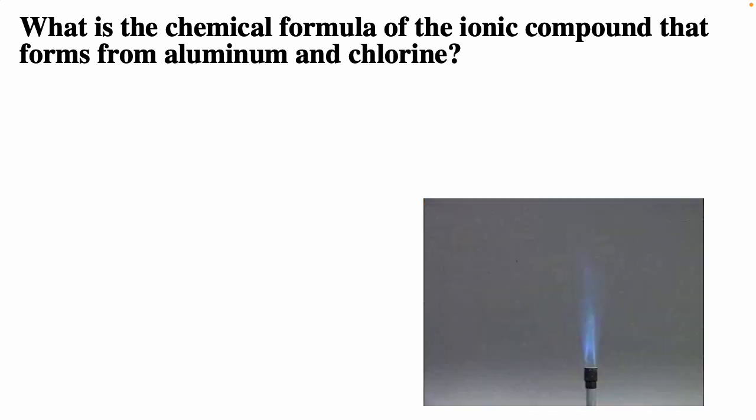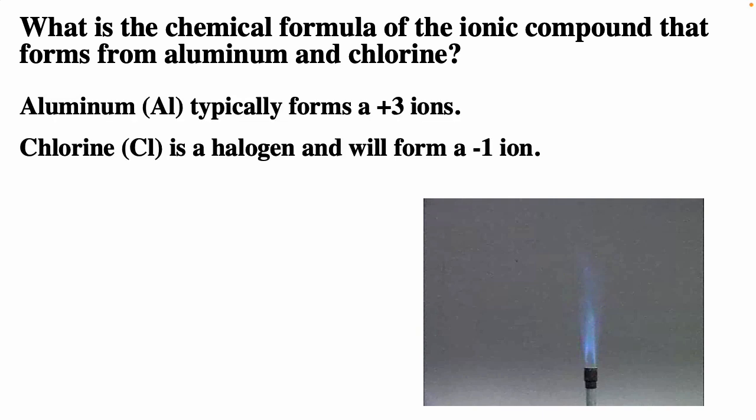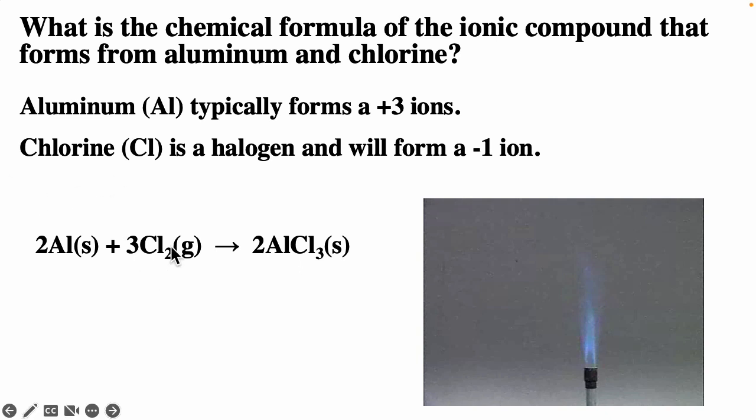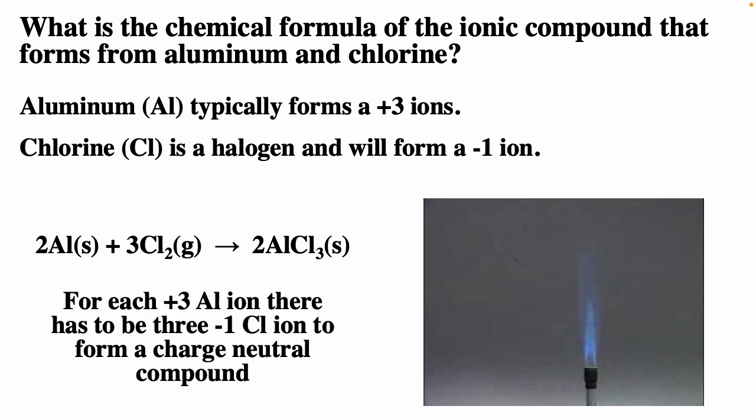So what is the chemical formula of the ionic compound that forms from aluminum and chlorine? Well, chlorine is a halogen just like bromine. And so it's going to form a -1 ion. And so you'll need 3 chloride ions for each aluminum. The elemental state for chlorine is Cl2. And so we'll put a 3 here, 2 there, and then we have to put a 2 there.